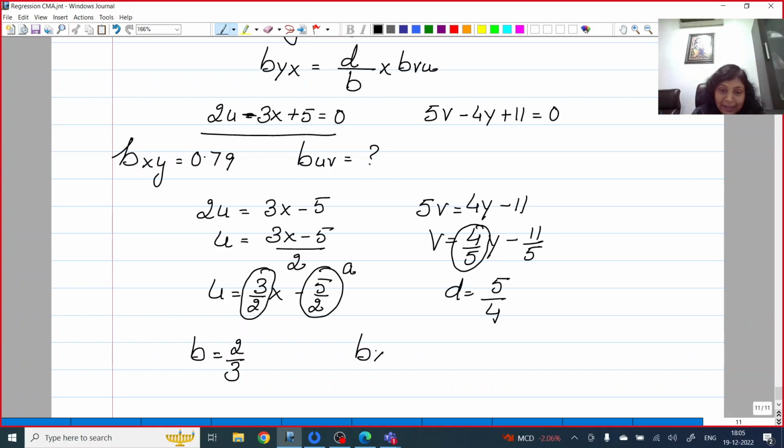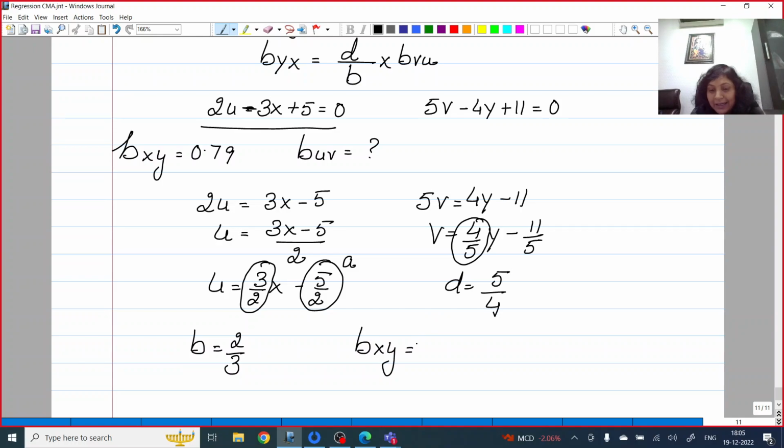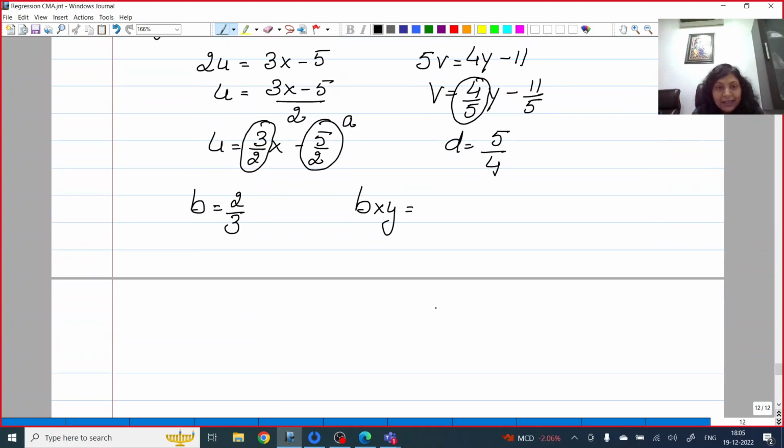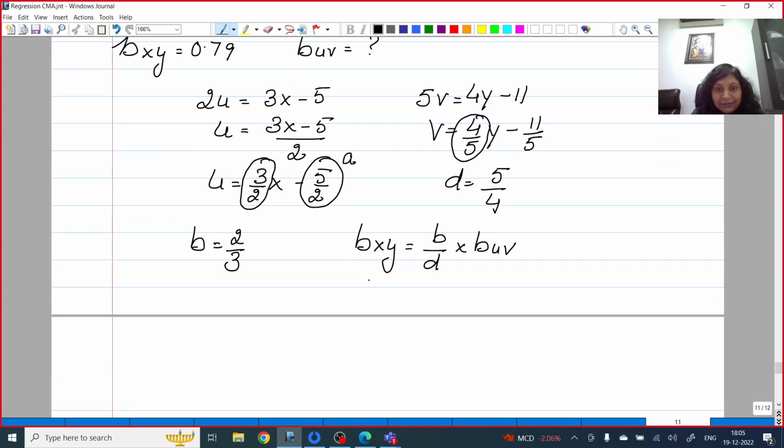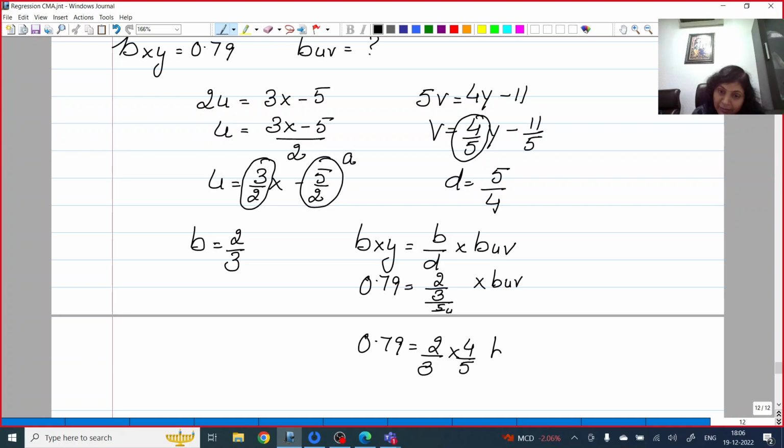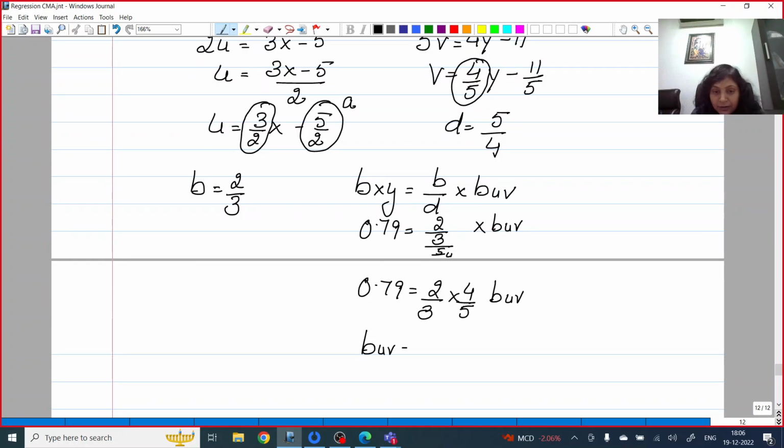Now if bxy is given, how can we find out buv? So bxy is equal to b upon d into buv. So bxy is 0.79, b is 2 by 3, d is 5 by 4 into buv. So 0.79 equals 2 by 3 into 4 by 5 buv. So what is buv? This is 0.79 into 15 upon 8. So if we calculate 0.79 into 15 divided by 8, this becomes 1.48.